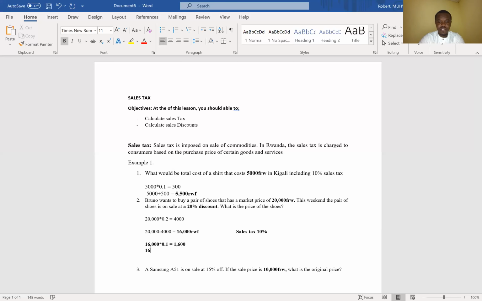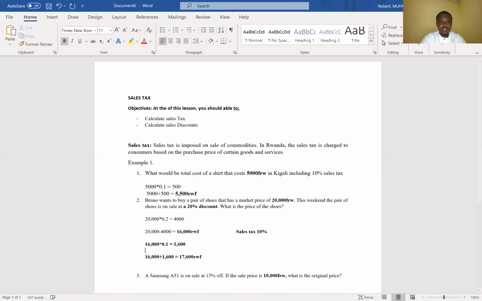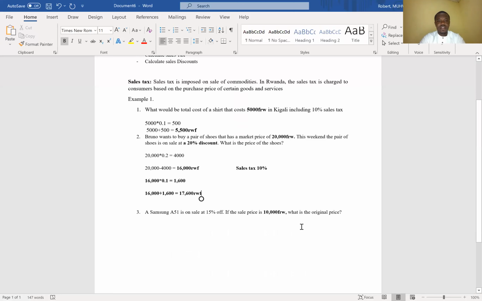So it means now we are going to pay 16,000 plus 1,600. So this shirt will cost 17,600. So if we include a sales tax of 10%, then this shirt will cost 17,600. So clearly, that's what I want you to understand here, that we don't charge this sales tax on market price. We charge it on sale price. Okay. So let's go to number 3.